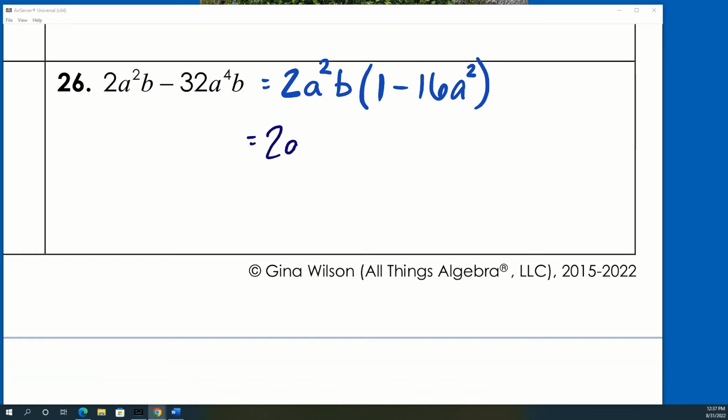All right. So that 2a squared b just hangs out on the outside. And then is 1 a perfect square? Yeah, because 1 times 1 is 1. So we do 1 and 1. We do plus and minus. And then the square root of 16 is 4. And the square root of a squared is a. And that is it.